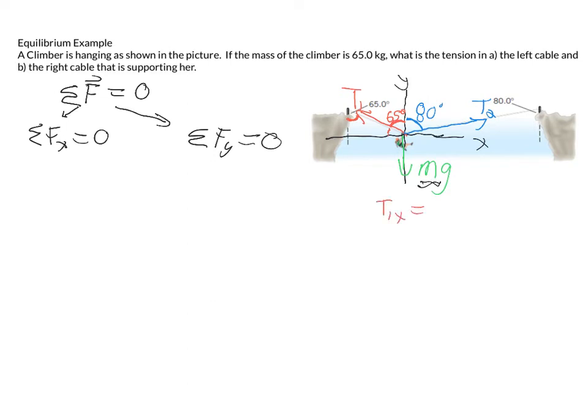We want to find T1x, and we want to find T2x. And you might ask, how do we do that if we don't know T1 or T2?